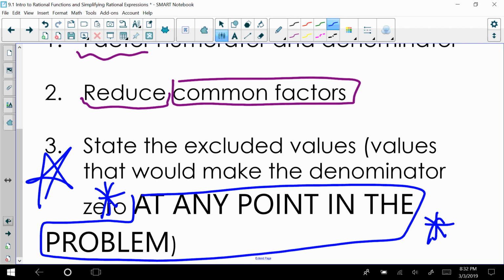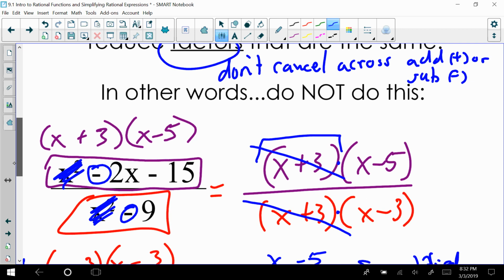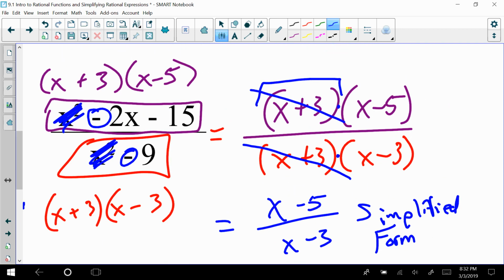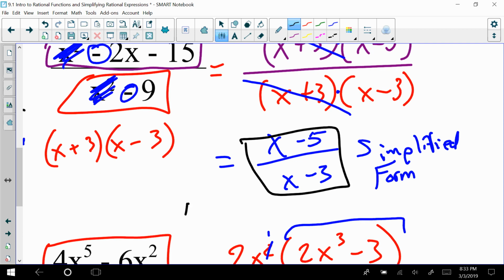If I go back to the other ones, here I stated this problem, and it got simplified down to this form. There's one other thing I need to do, and I need to state my excluded values, EVs. When did the denominator ever become 0? Here, when I look at x minus 3, that's in the denominator. What value could I plug in for x that would make this whole thing 0? That would be 3. If I get 0 on the bottom, that's bad, so I can't be 3.